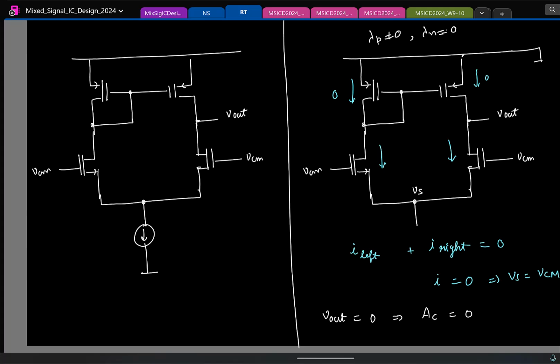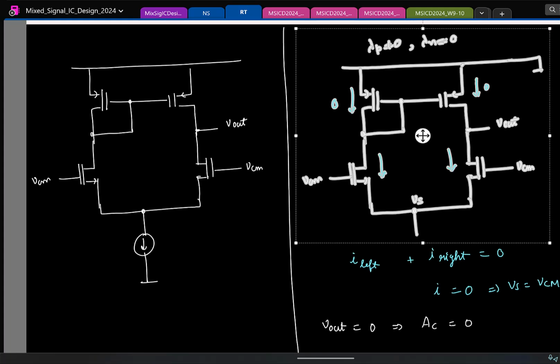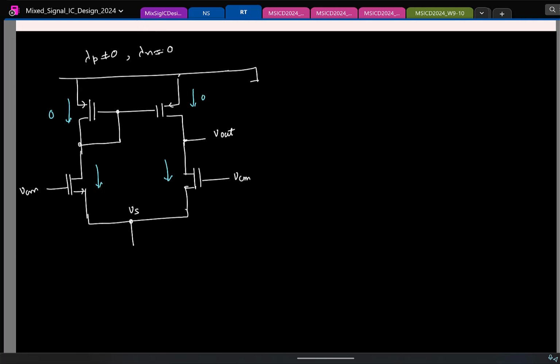Now let's assume that this tail current source is not ideal. To incorporate the non-ideality of the tail current source, what should I change in the circuit? I'll just have a small signal resistance. So let me do that. Maybe I'll call it RSS or something. Maybe I'll just say RX.